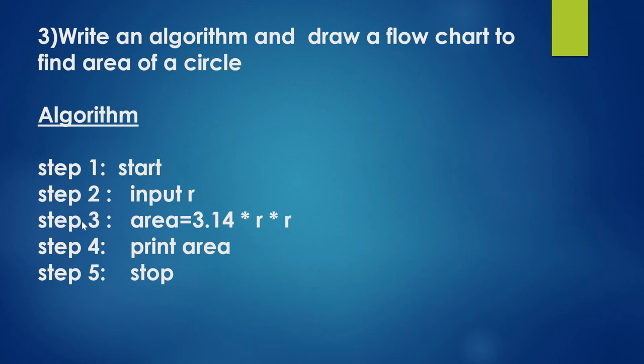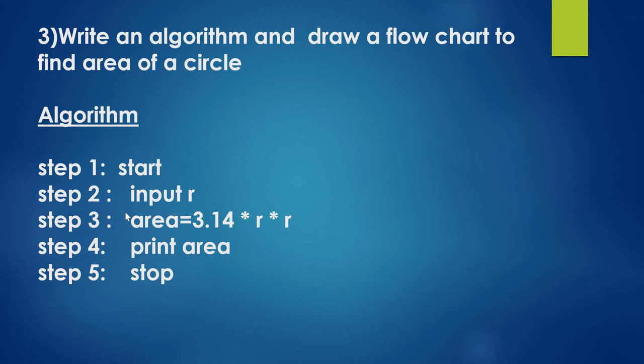Then, how to write the algorithm? First step, start. Second step is input. Here, one and only one input. Formula is pi r squared, so one and only one input, that is radius. We need to input the radius r.